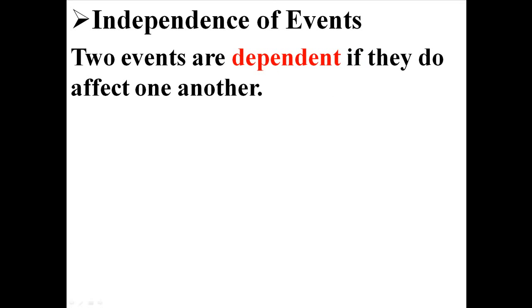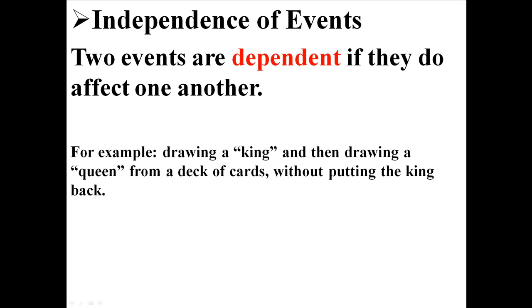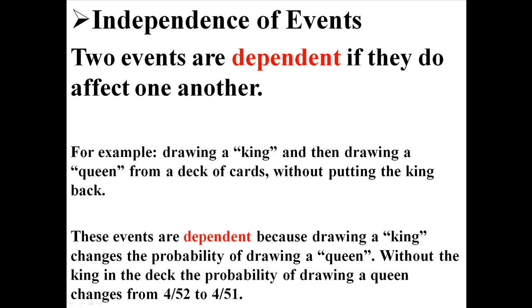Now, two events are dependent if they do affect one another. For example, drawing a king and then drawing a queen from a deck of cards without putting the king back. These events are dependent because drawing the king will change the probability of drawing a queen. Without the king in the deck, the probability of drawing a queen changes from 4 out of 52 to 4 out of 51.